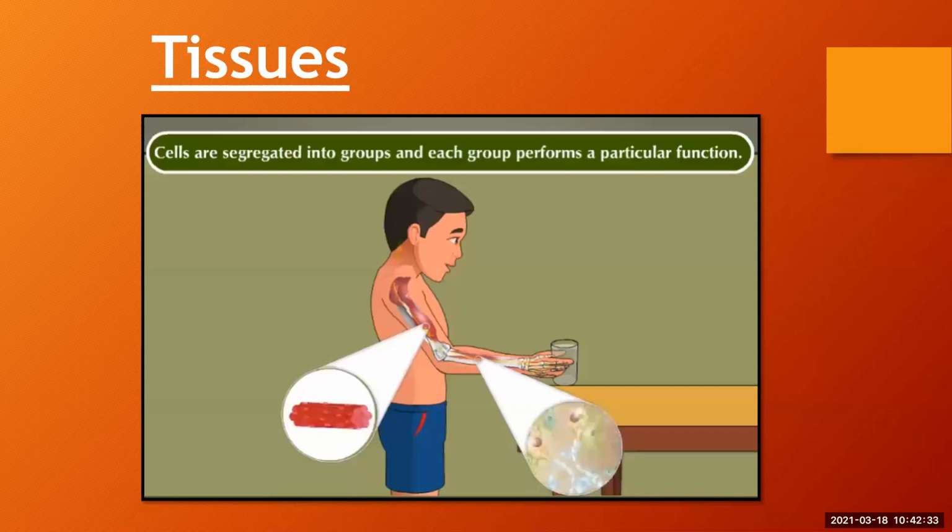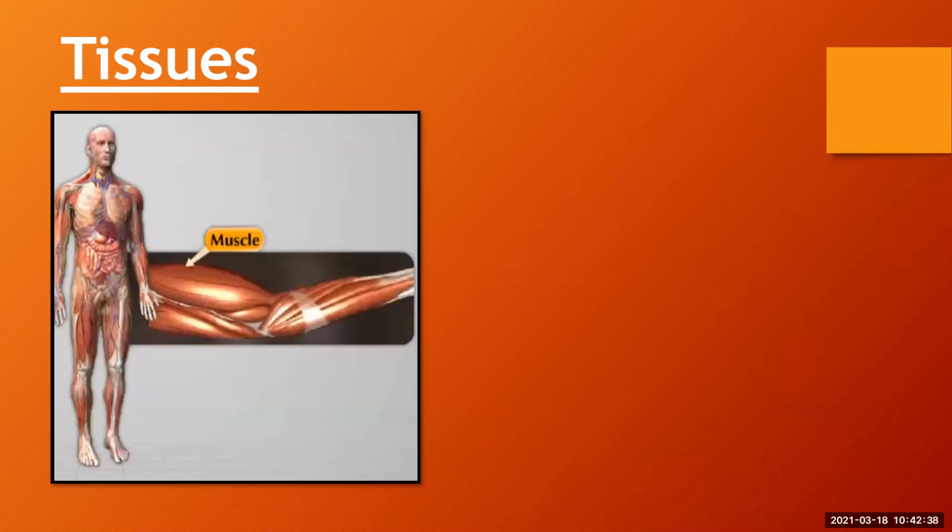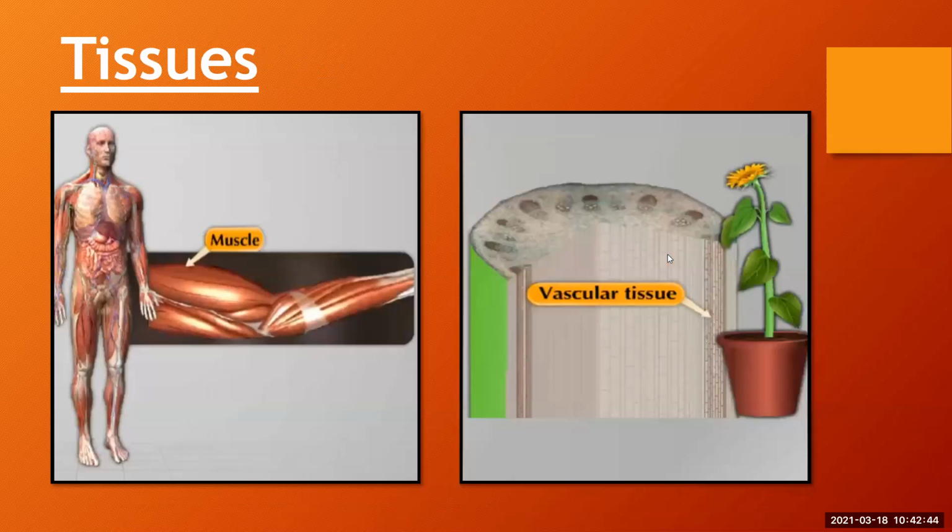Now let's see which functions are carried out by groups of cells. Here, the muscular cells form a group by which we can pull our hand. In the other picture we can see a group of vascular tissues, which do the function of conduction of water or food.